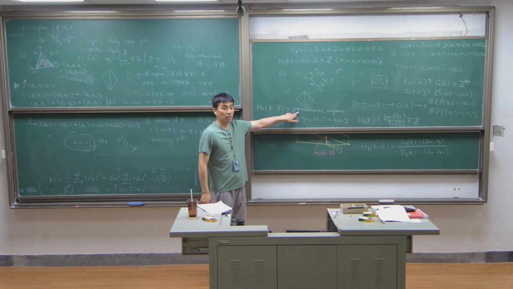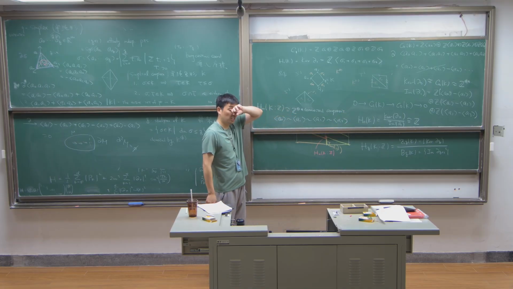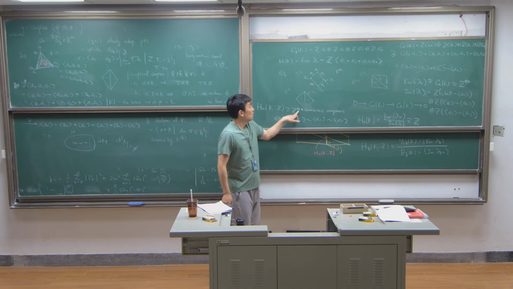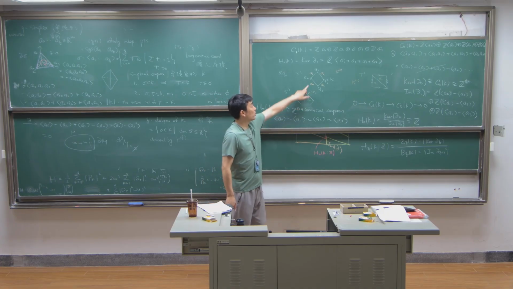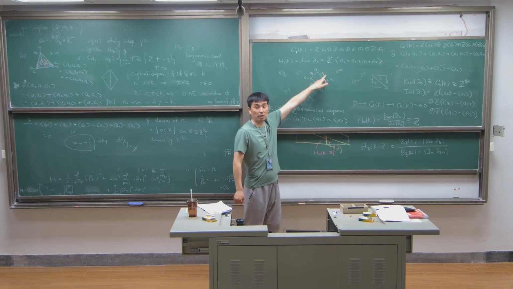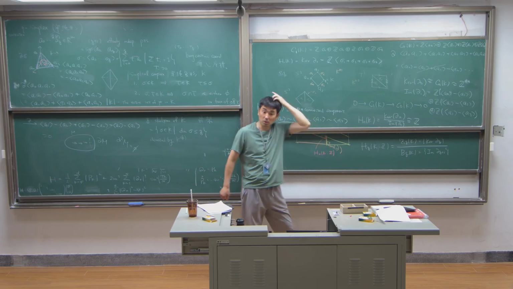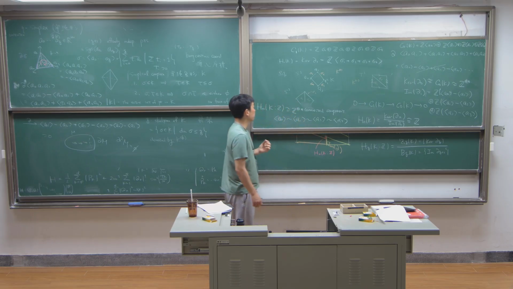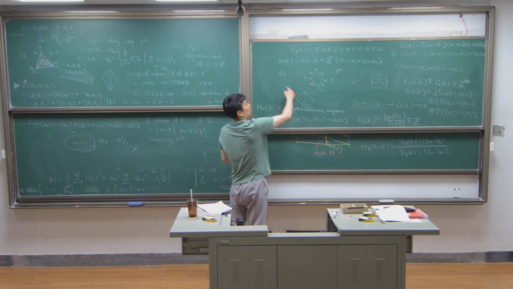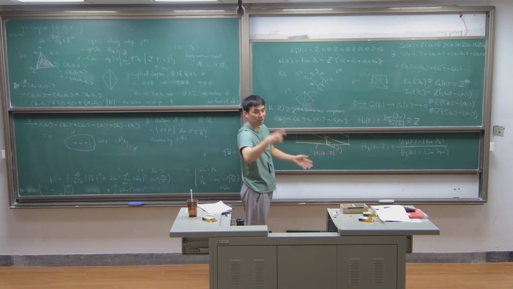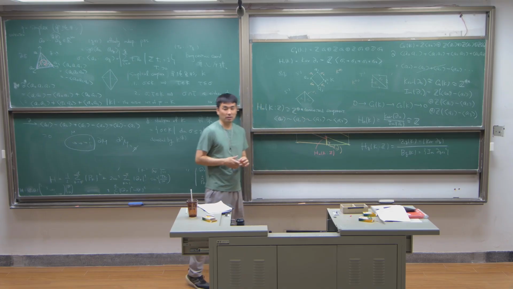Number of connected components, H0. In this case, there is only one connected component. So in this example, H0 is Z, just 1 copy of Z. But if you have 2 connected components, you have Z squared, Z^4, and so on.